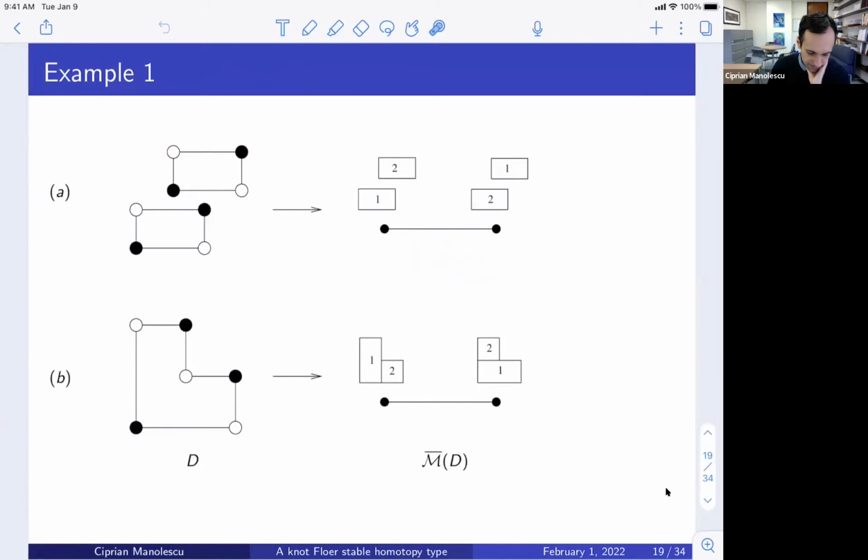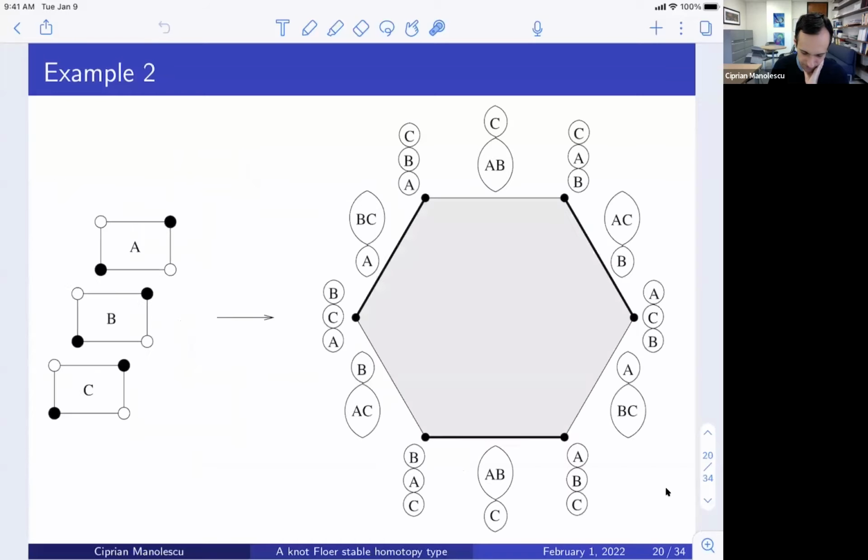And if you have an L shape, then there are also two ways of splitting it into rectangles. So we also expect something like an interval. So this is the moduli space associated to this domain. So far, these are very nice manifolds with boundary. If you have three rectangles, then you get a manifold with corners. In fact, in this case, you get a hexagon. There are six permutations according to which domain you do first, and these are the vertices of the hexagon.